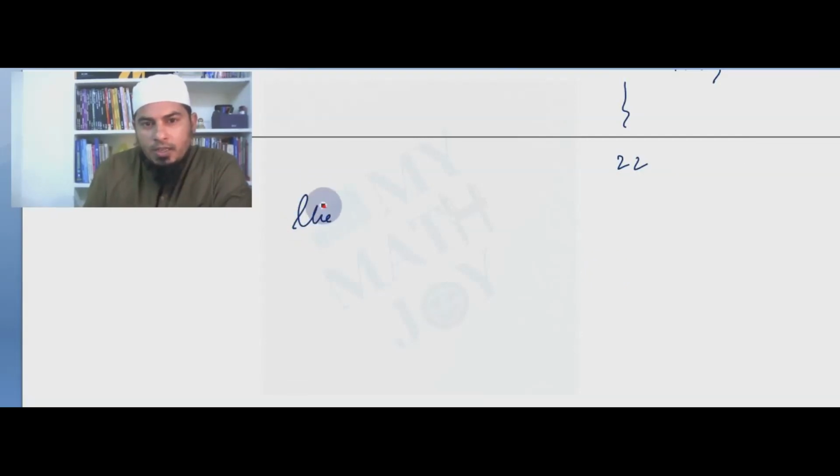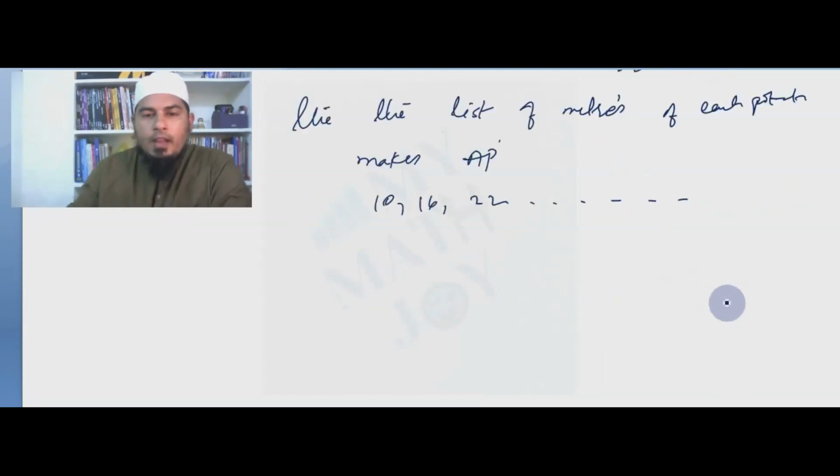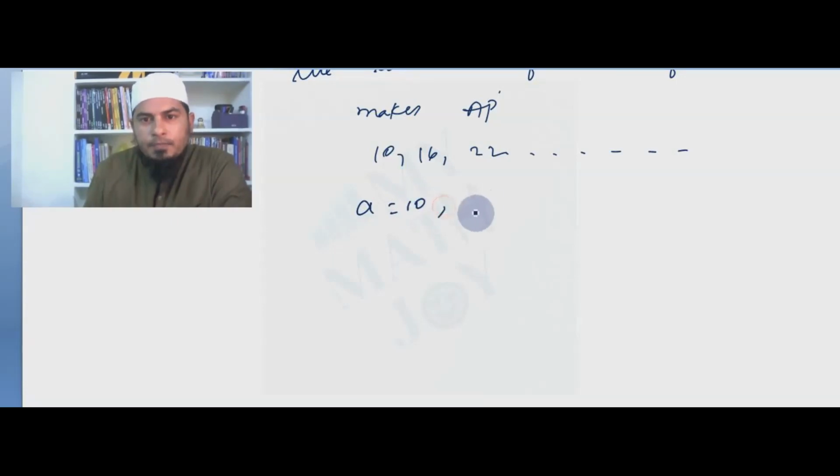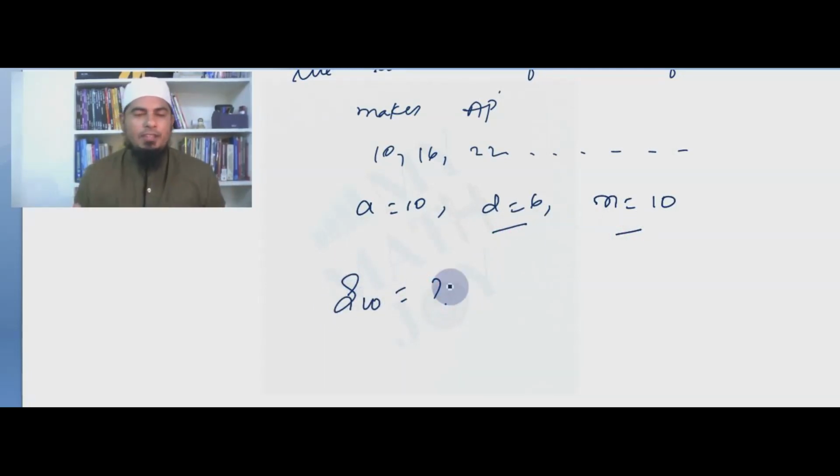The list of meters for each potato makes an AP, that is 10, then 16, then 22, and so on. And we got here a as 10, d is 6, n is 10 potatoes. I'm sorry, I got a phone call. If we keenly observe, a is given, d is given, and we want S10 to be found. So how easy the question was.